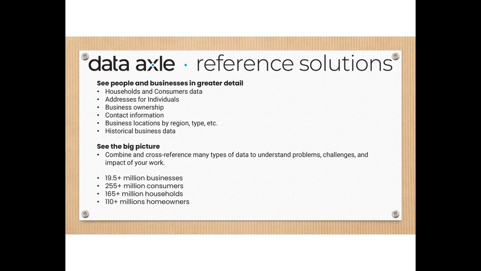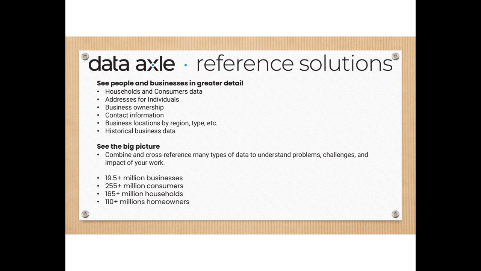So this is some of how they advertise themselves: they have household consumer data, addresses, business ownership, contact information for businesses as well as individuals, and business locations that can be sorted by a variety of different subdivisions. And then, as we mentioned, historical data as well. You can use multiple filters to filter down to what exactly you're looking for.